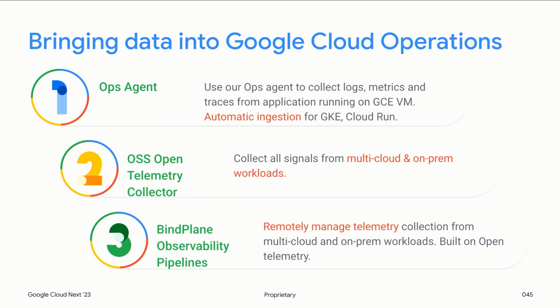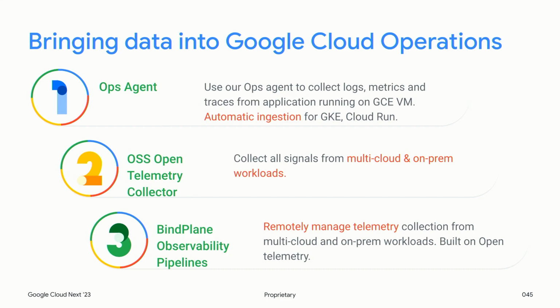If I have to talk about Ops Agent, I'll just put it in two categories. It's automatic, comes pre-installed if you're in GKE or Cloud Run. You do not have to do anything. It's day zero observability. But if you have GCE VMs, your virtual machines, then you would have to install your Ops Agents. It's our opinionated way to collect metrics, logs, and traces.